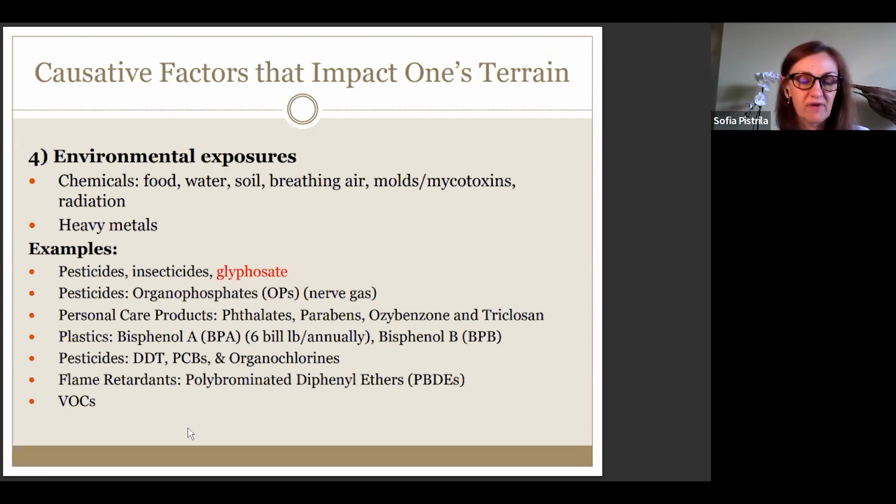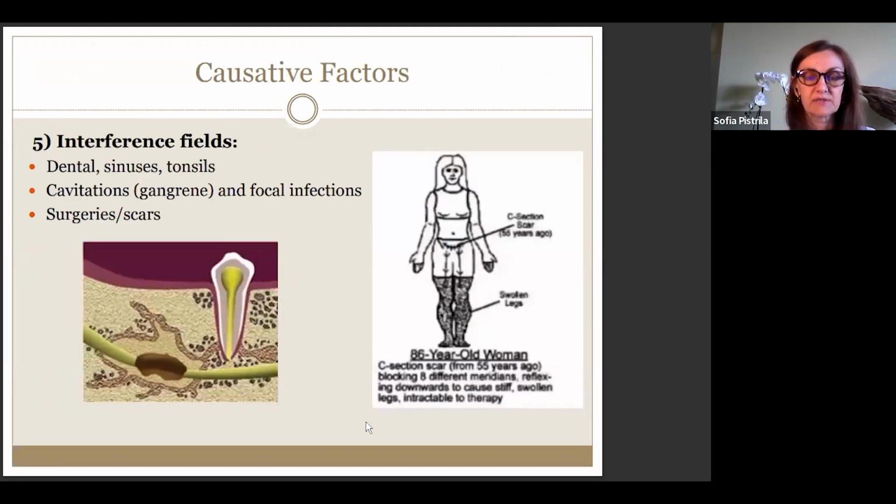But there are all kinds of other things: organophosphates, parabens, phthalates, right? Like everywhere around us. Bisphenol A and bisphenol B. A lot of people know about BPA, but they have no clue that BPB is actually worse than BPA, and there are scientific studies that show that. DDT, PCBs, flame retardants, VOCs, which stands for volatile organic compounds, right? So you renovate your house, or maybe you're painting in the sun, and there you go, VOC toxicity.